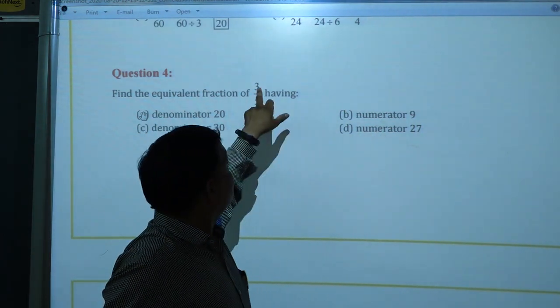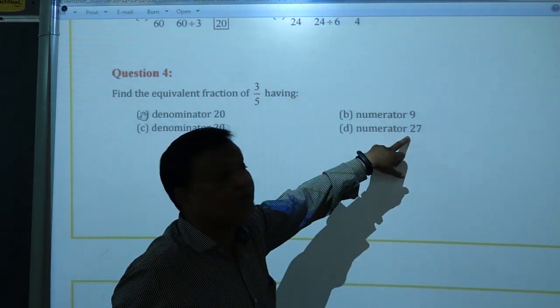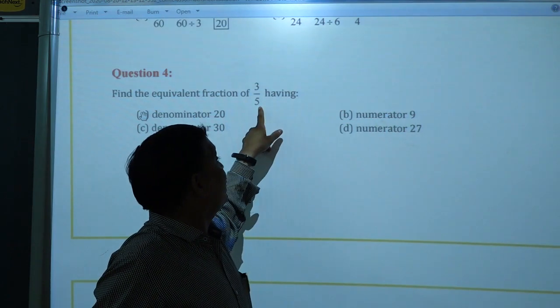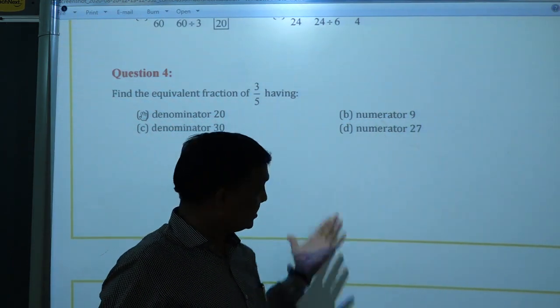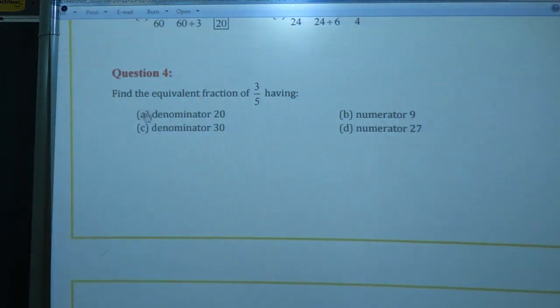Numerator 27 is given. Again this is smaller, this is bigger. 3 9s are 27, so multiply by 9 here. 5 9s are 45. So 27 upon 45. The answers we will see below, so you will understand that.